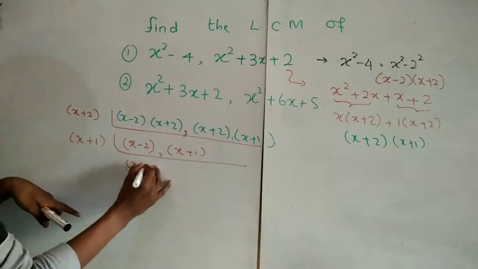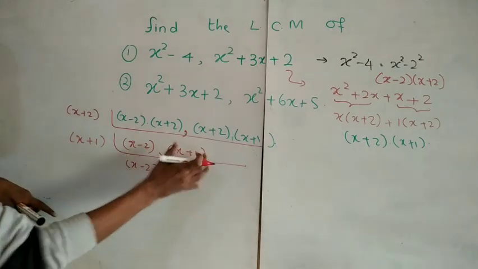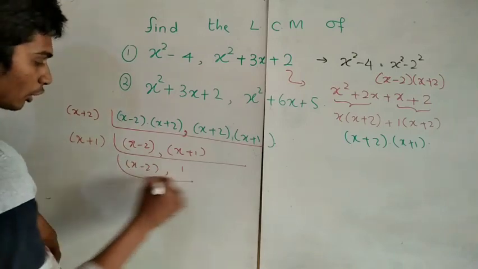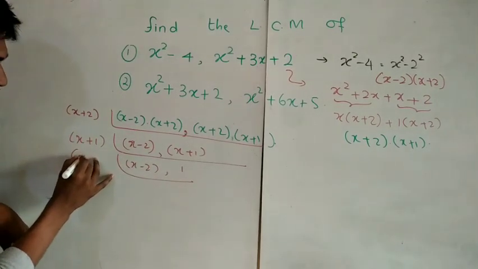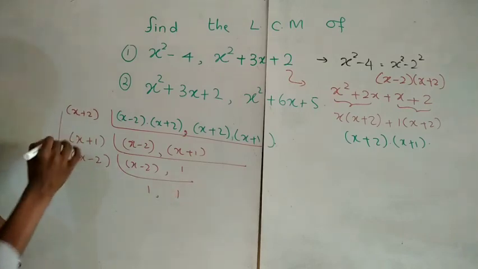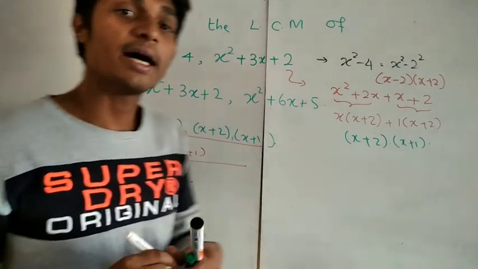So you return it x minus 2, and x plus 1 can be divided by x plus 1. X plus 1 divided by x plus 1 is going to be 1 here. Now the next number you are going to use is x minus 2, so divide by x minus 2, so you get 1 and 1. Now multiply them as you do in the numbers.